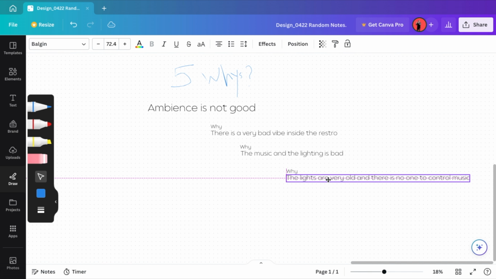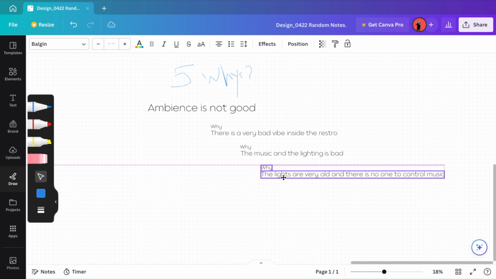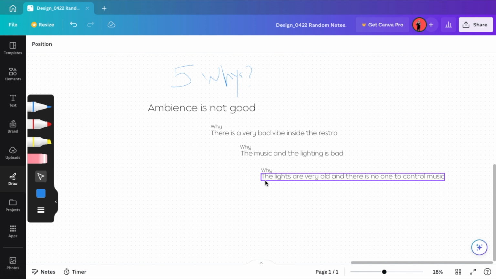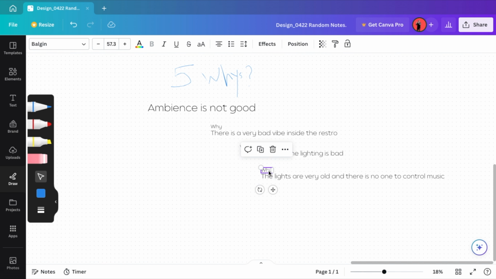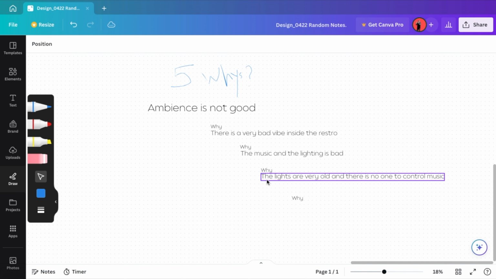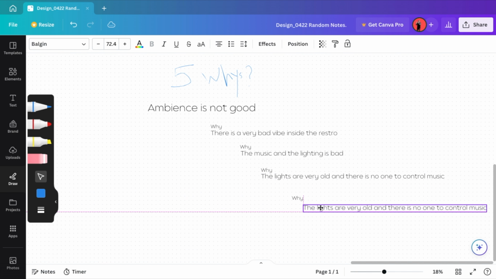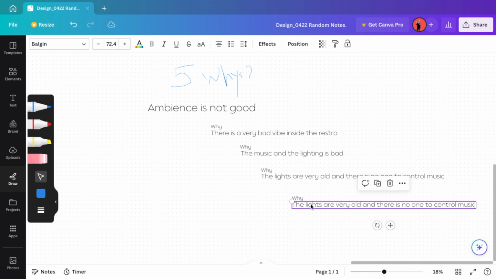right? Now I'm just writing down examples, right? This could not be, but when you're thinking about this, when you're asking whys again, the answers will be very clear, right? So the lights are very old and there is no one to control music. You're not done yet. You have to ask 5 whys, right? So you're going to ask why again, and they're going to say that why are the lights old and why is there nobody to control music?